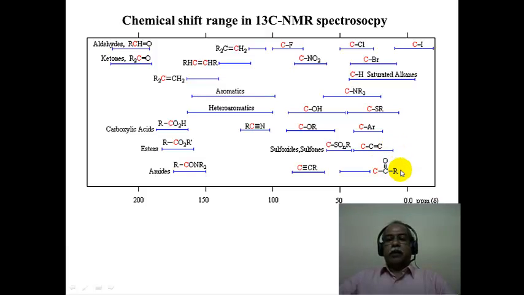So one has to be familiar with this particular table, this chemical shift range of carbon-13 spectroscopy, to be able to solve the structures of organic compounds. It's not necessary to memorize this, but it comes with practice, what kind of a carbon will resonate at what kind of a frequency, by solving more and more problems.